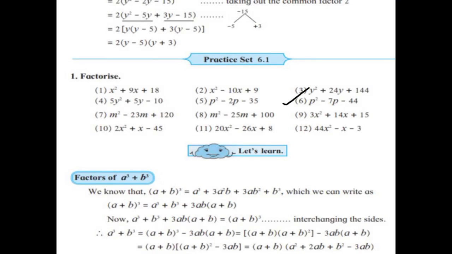p square minus 7p minus 44. In rough column, first you have to multiply first term and third term, that is p square into 44 is 44p square. Write all the factors of 44p square.